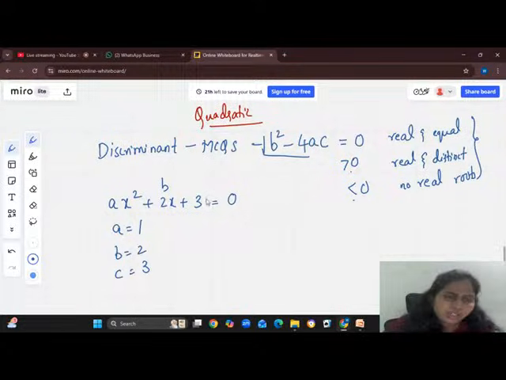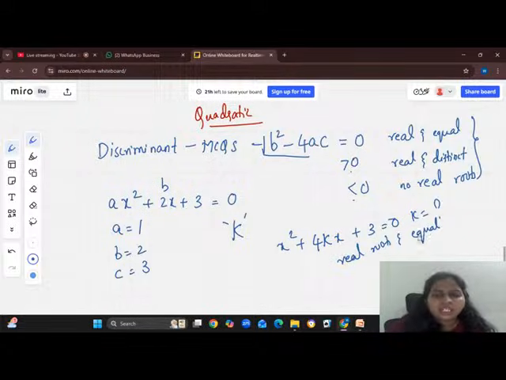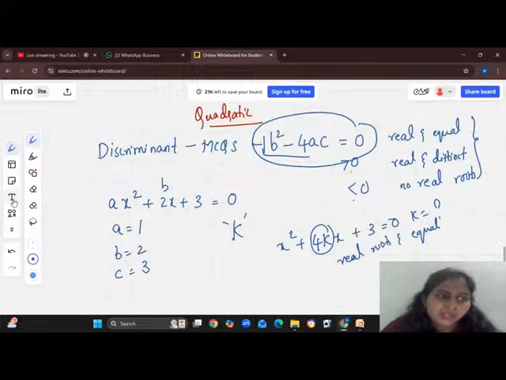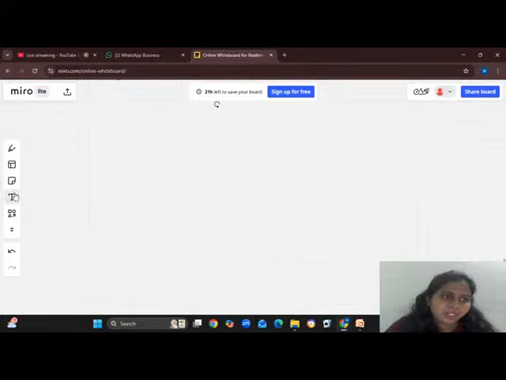So many of the times how they will ask you is, they will ask you to find the k value. They will give you something like x square plus 4kx plus 3 equal to 0, and they will ask what is the k value, and they will give a hint that the roots are real. And they also tell you they're equal. Immediately you have to go do b square minus 4ac and find out the k value. This is a very, very frequently asked question on quadratic equations.